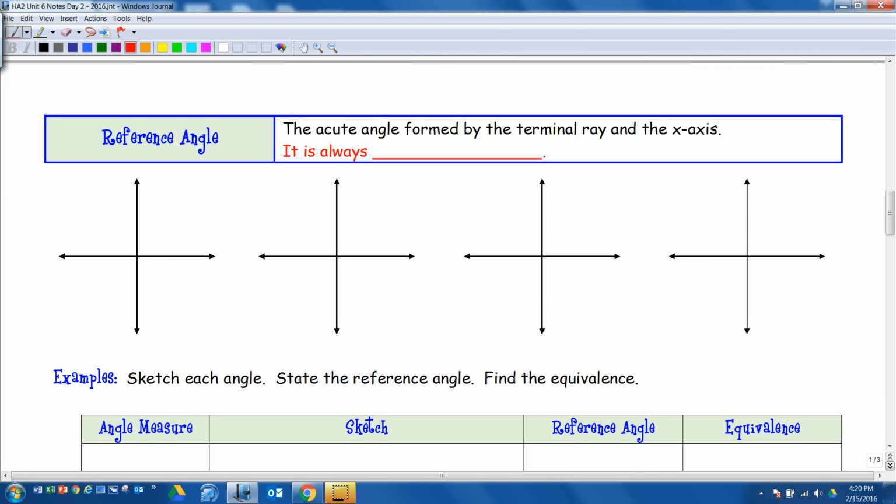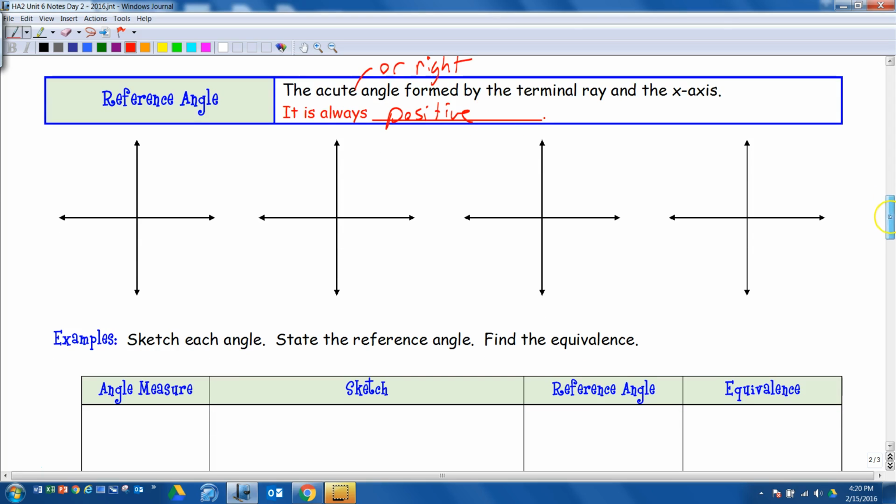A reference angle is an acute or right angle, by the way, because we can have a 90-degree reference, formed by the terminal ray and the x-axis. We are always going to say that it's positive since it's a reference. Okay? So, if I look at each quadrant, and I say I have an angle here, the reference angle would also be in here. So it's the same thing as the angle. In quadrant 2, if this is my angle, the reference is from the end of the angle to here. It's, again, the closest way to the x-axis.